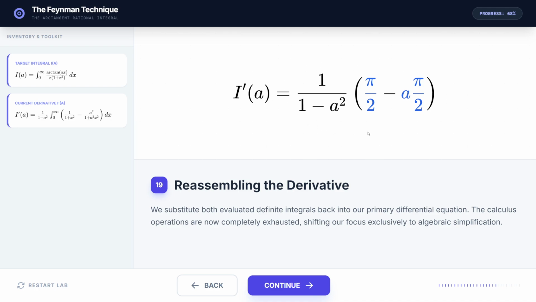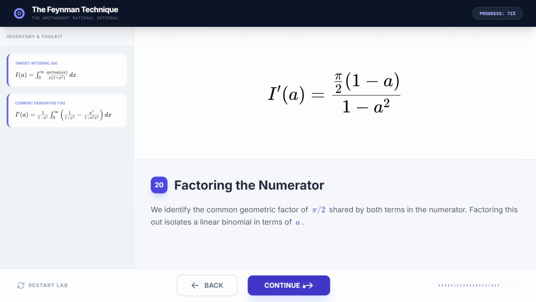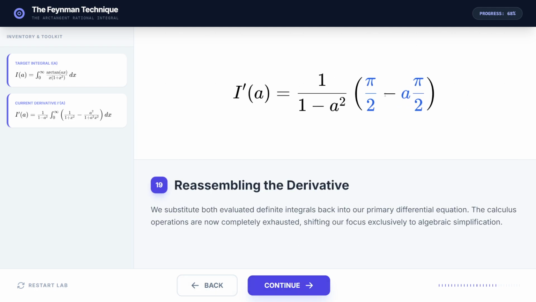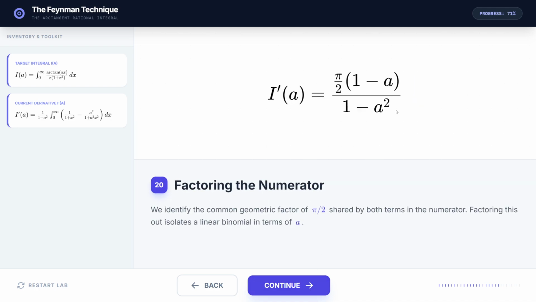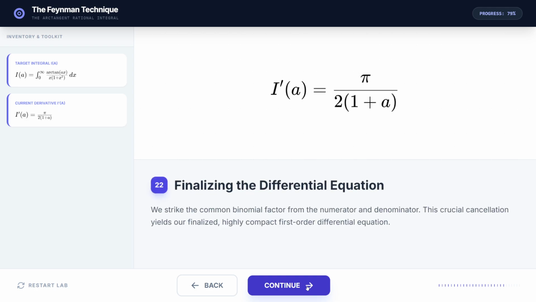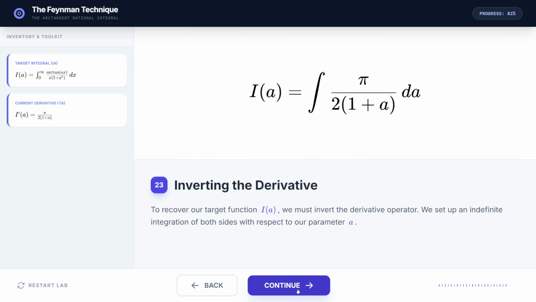All right, how can we simplify this? Well, here's the steps. We factor out the pi over 2, and we just have 1 minus a upstairs and 1 minus a squared downstairs. And this, of course, is going to factor to 1 plus a, 1 minus a. That allows us to cancel the top. So finally, we have I prime of a is equal to this. And now we just have to integrate back to get I of a.